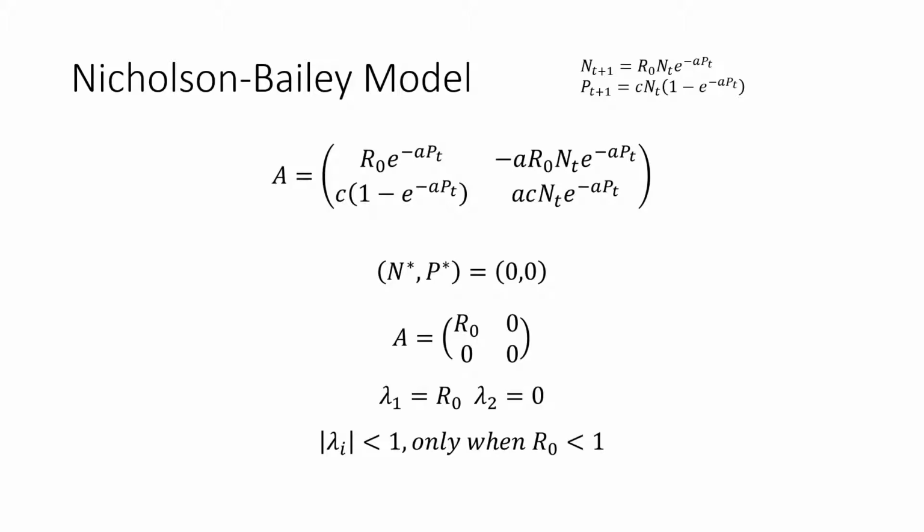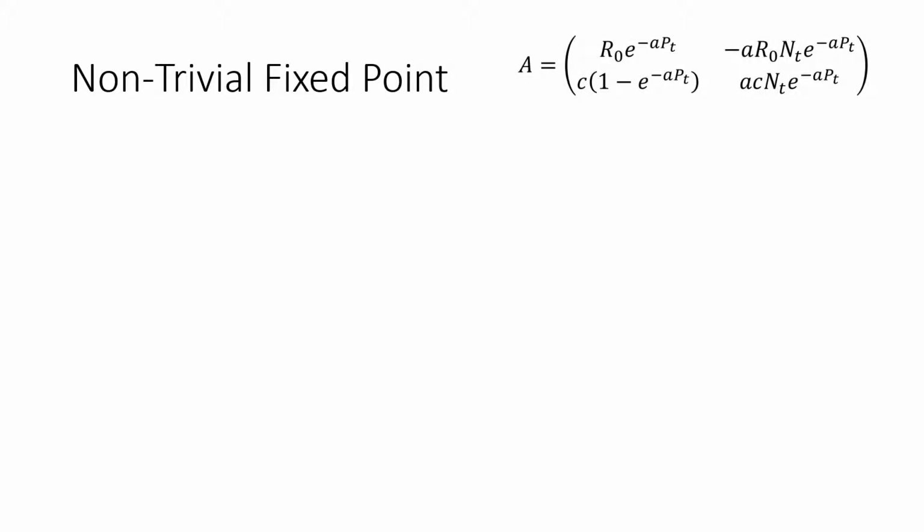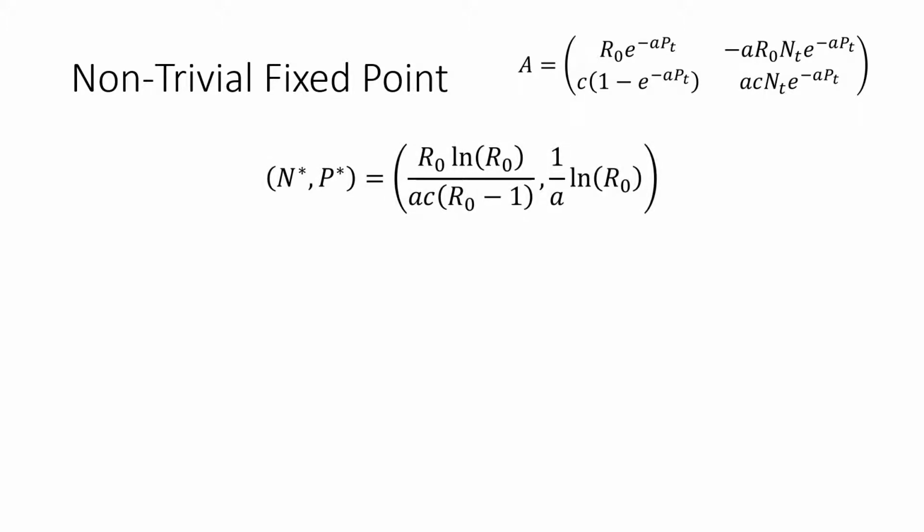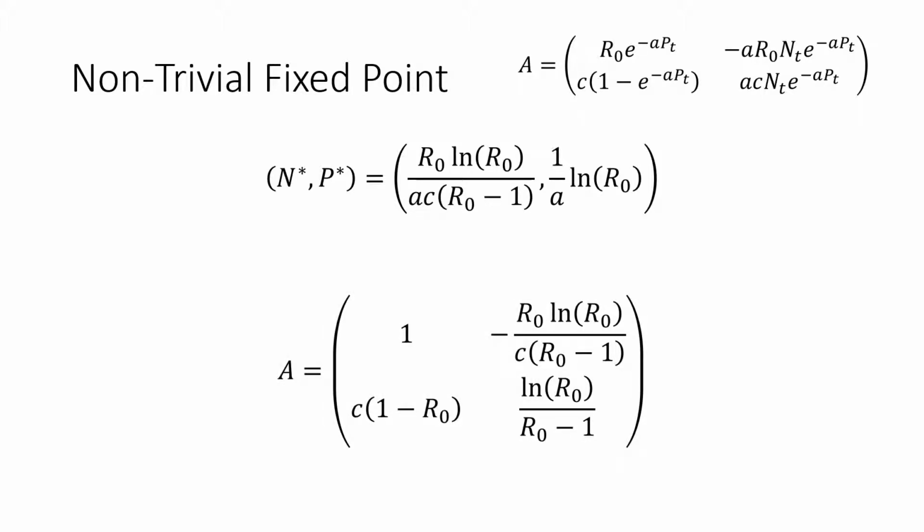Now, considering the other fixed point of this system, found in the previous video, which we found to be r0 ln(r0) / (ac(r0 - 1)) and (1/a) ln(r0). In this case, the Jacobian evaluates to A equal to: 1 - r0 ln(r0)/(r0 - 1), -a r0 ln(r0)/(ac(r0 - 1)), c(1 - 1/r0), and ln(r0)/(r0 - 1).